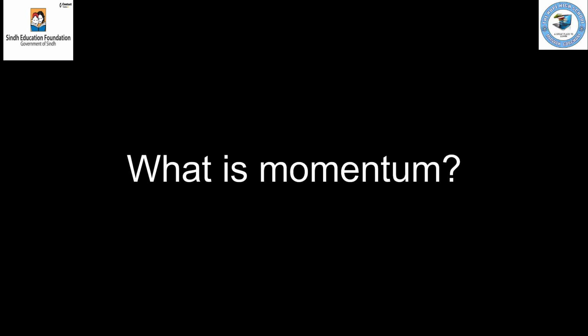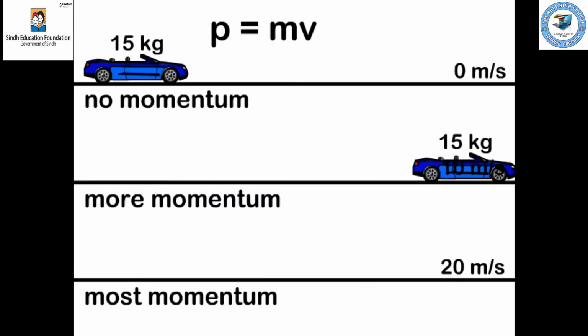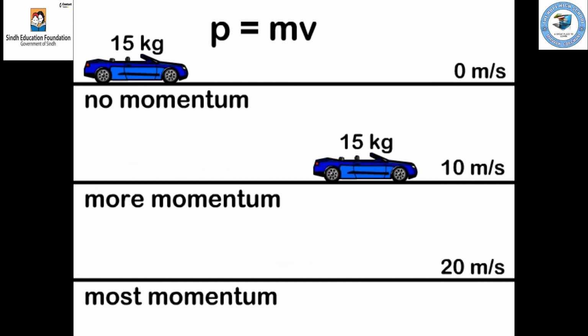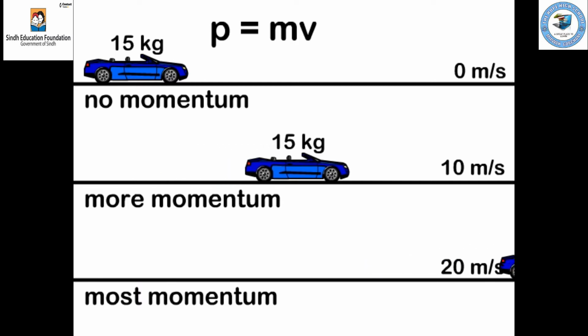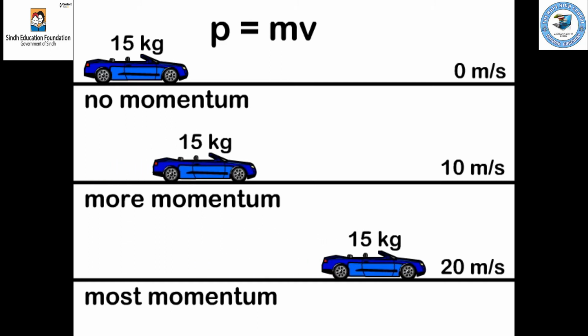Let's define momentum. The momentum of an object is equal to the mass multiplied by the velocity of the object. The equation is P is equal to mv, where m is the mass and v is the velocity. The momentum is a vector quantity. Its SI unit of momentum is newtons. Momentum can also be defined as quantity of motion contained in a body. Momentum is product of mass and velocity of a moving object.